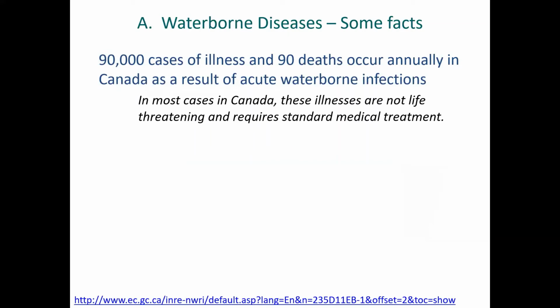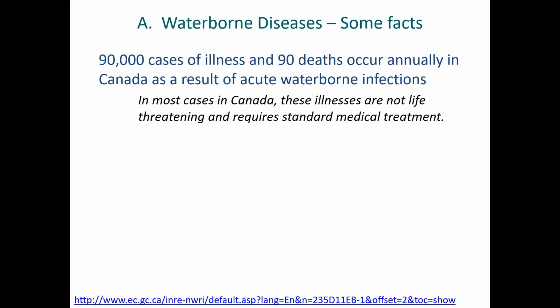So just some numbers and things like that, right? I got this from Stats Canada or something. They're estimating maybe around 90,000, 100,000 cases from waterborne diseases in Canada. It's kind of hard to measure because a lot of them go unreported, right?